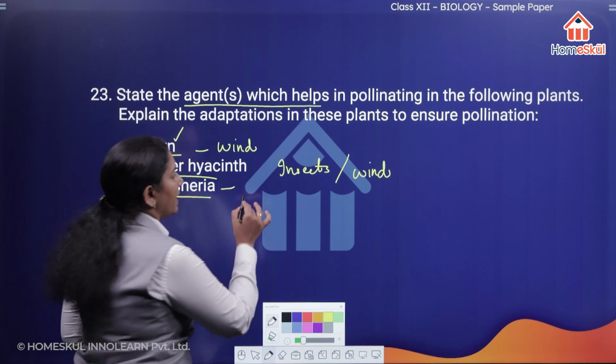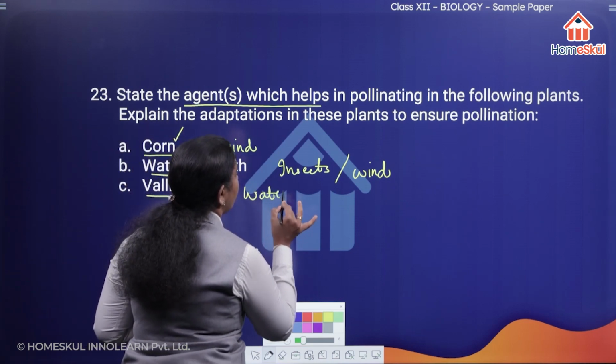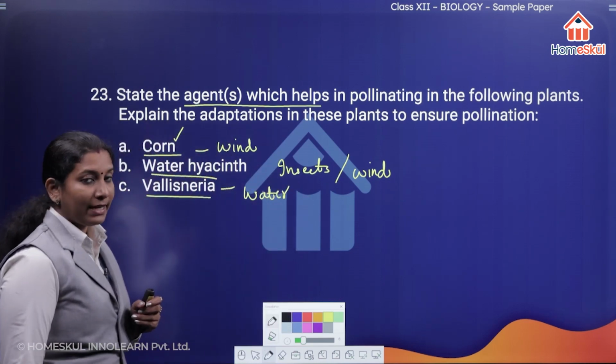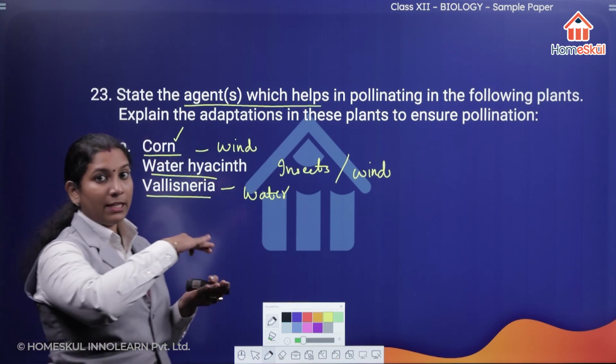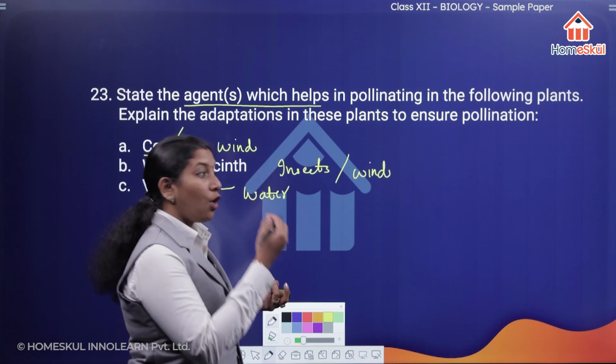water is the pollinating agent. Water will be acting as a pollinating agent in Vallisneria, because in Vallisneria, the female flowers will be present on the surface of the water by means of long stalks.